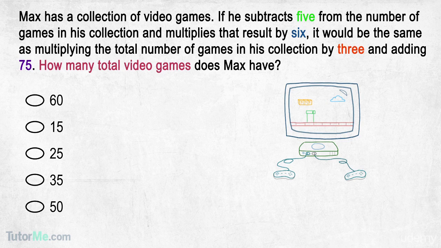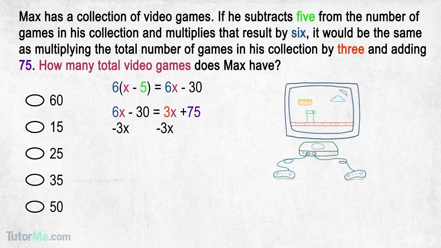So while there are a lot of numbers to break down, setting up the equation is fairly easy once you know what x is representing. Like any equation, we want to simplify, combine like terms, and isolate the variable. Let's start with distributing the 6. 6 times x is 6x, and 6 times 5 is 30. So now we have 6x minus 30 equals 3x plus 75.